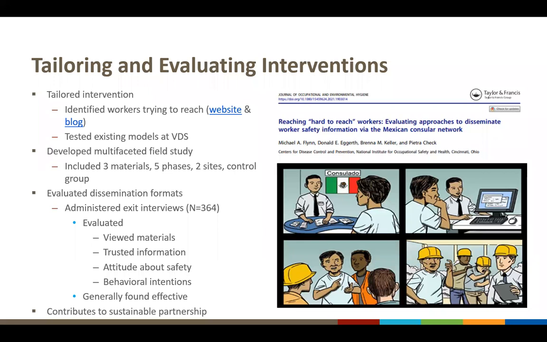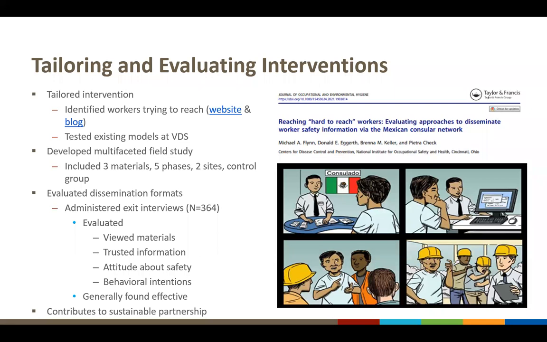And so we developed a multifaceted field study that included 3 materials, basically brochures, videos, and posters. They were rolled out in 5 phases at 2 sites, Los Angeles and Atlanta, and a control group to try and evaluate the different dissemination formats and develop an evidence base for what is the most effective way to reach Mexican immigrant workers with occupational safety and health information through the consulates. And there's a detailed explanation of the results in the paper that's linked here.